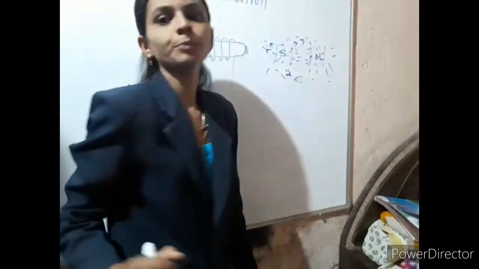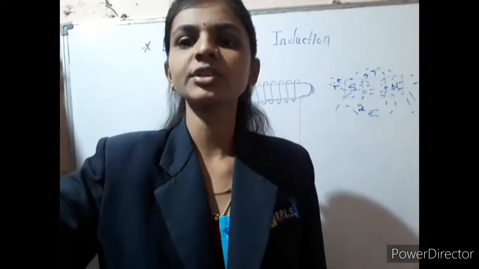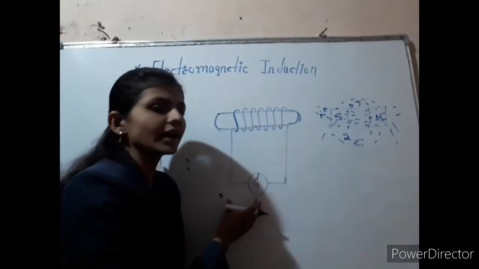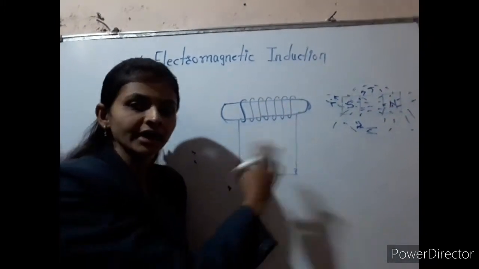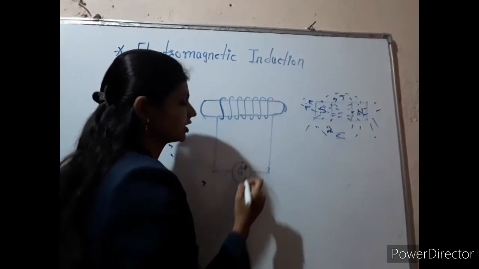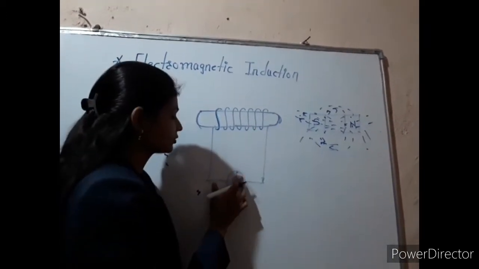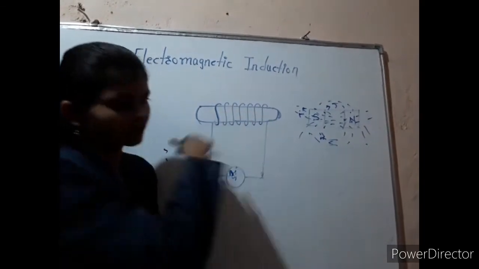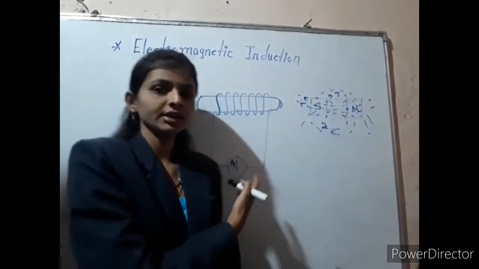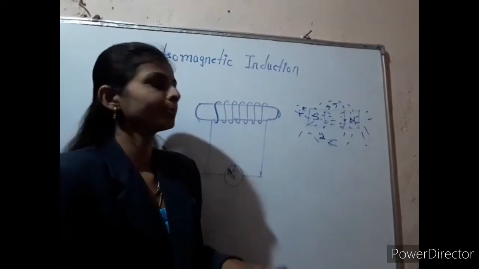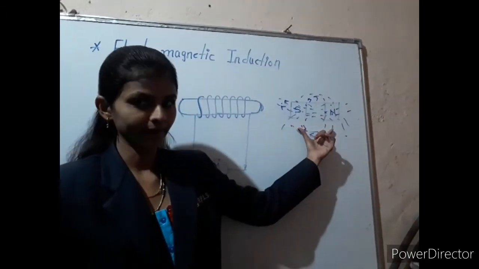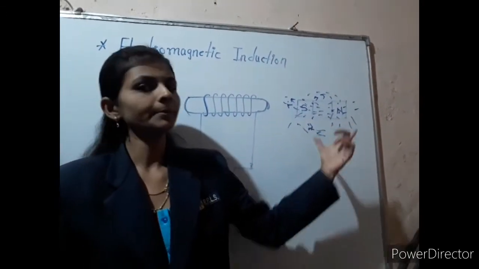If we change the pole of the bar magnet, the galvanometer shows the deflection in the other direction. Suppose first it is showing the deflection in this direction. If we change the pole of the magnet, it shows the deflection in the opposite direction. So the direction of current in this coil depends upon the polarity or pole of the bar magnet.